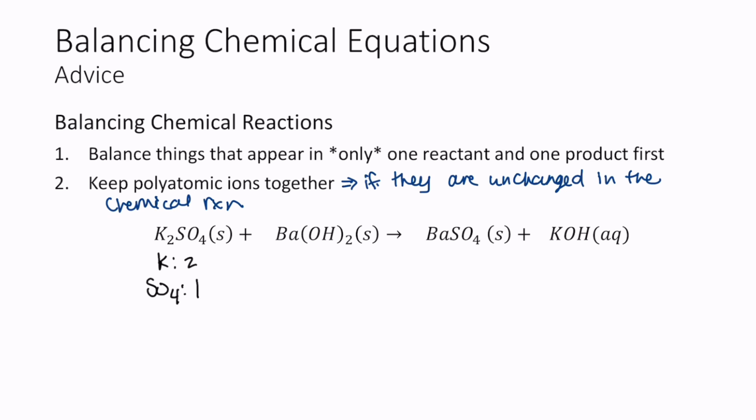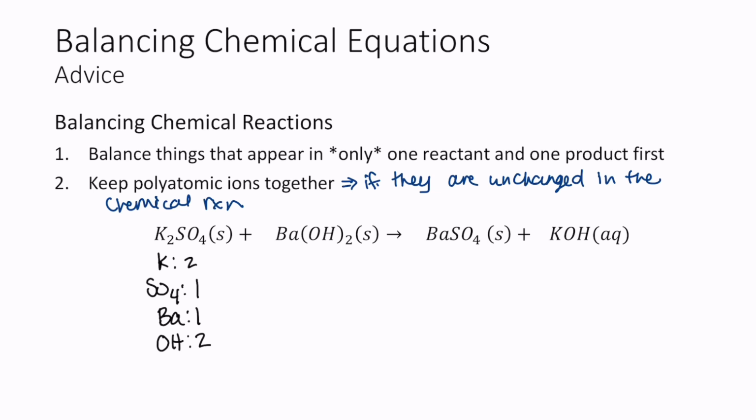Now, my next atom is barium. So I can write barium down. I only have 1 of them. And then I notice I'm dealing with another polyatomic ion, hydroxide. So I can look on the other side of my reaction. Oh, there is OH again. So I can keep my hydroxide together as well. Now here, I have parentheses around my hydroxide, and there's a 2 on the outside of the parentheses. So I have 2 hydroxides.